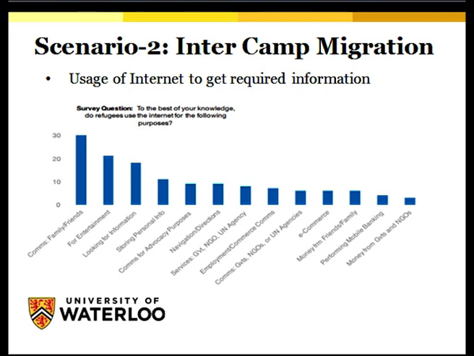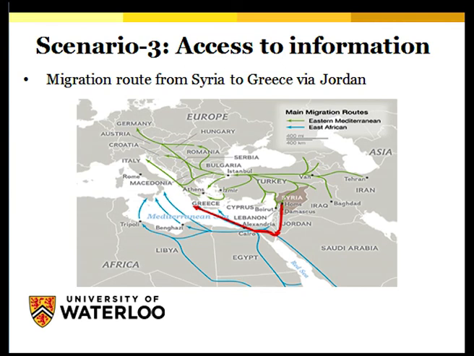Scenario 3 takes place in Greece just after a migration has occurred from Syria to Greece via Jordan. This scenario covers the situation where a refugee has just arrived at a camp in Greece and is trying to gather as much information as possible. The route which was used to travel can be seen in the map below, highlighted in red.